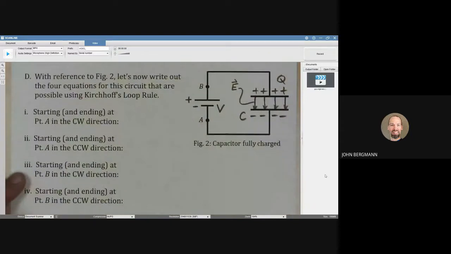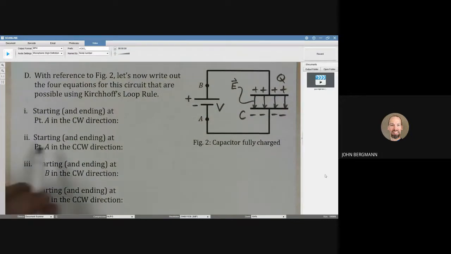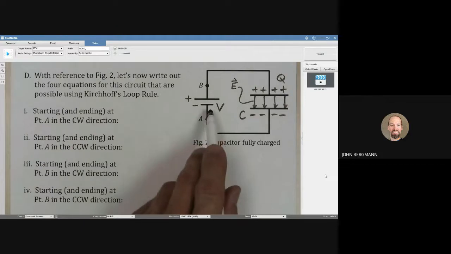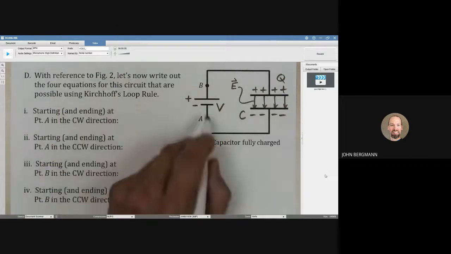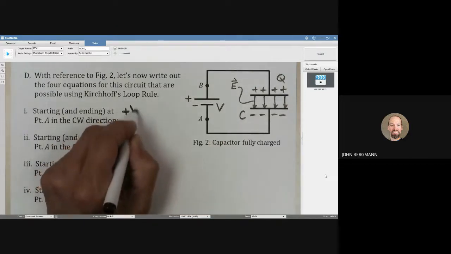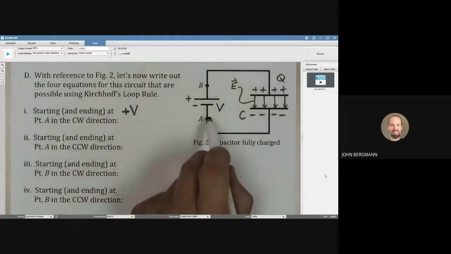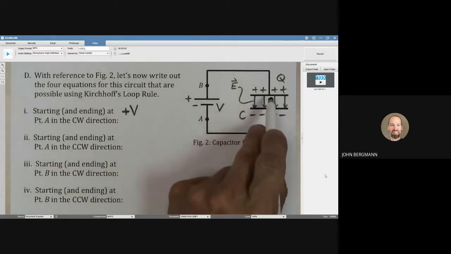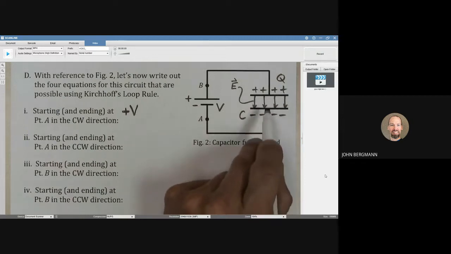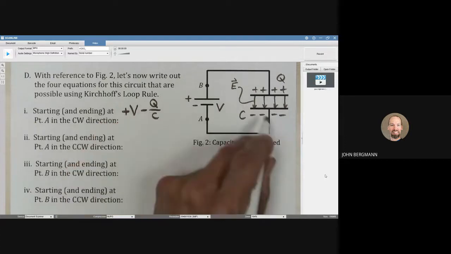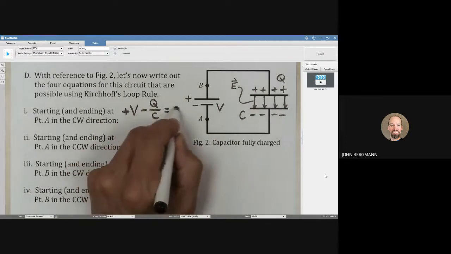Let's write some loop equations. We're going to start at point A, and we're going to end at point A, and we're going to go clockwise. So here we go. We're going to travel through the battery in that direction. That means we write plus V. I'll put a plus there to accentuate that. We continue around. We go through the capacitor in the same direction as the electric field. So we write minus Q over C, and then we're back to point A, so we write equals 0.